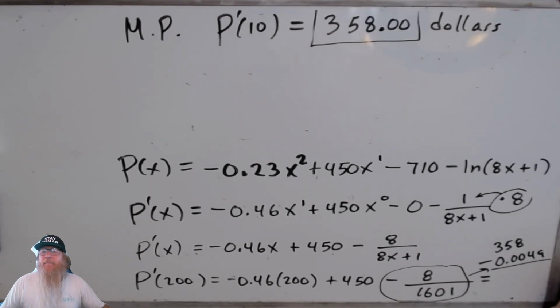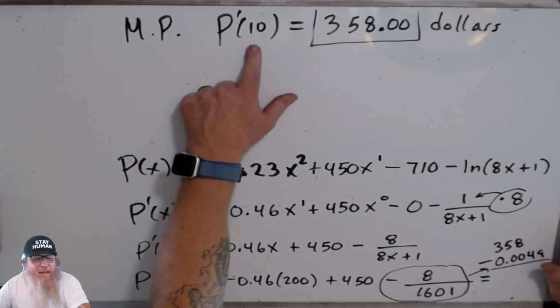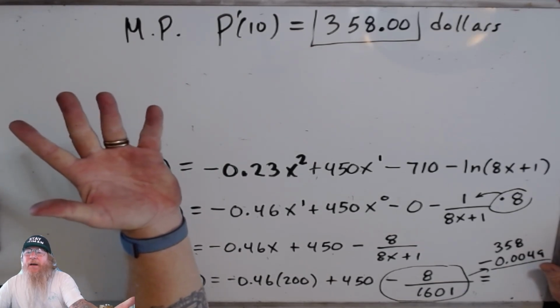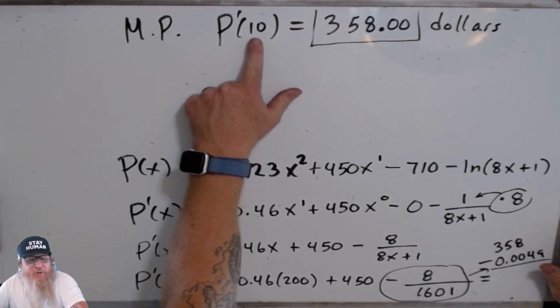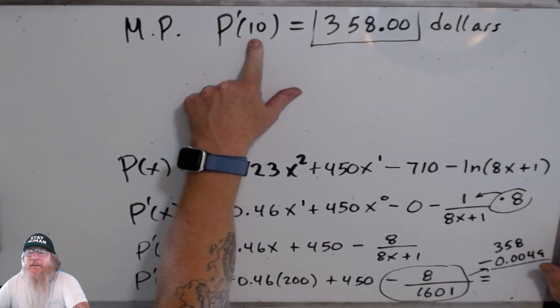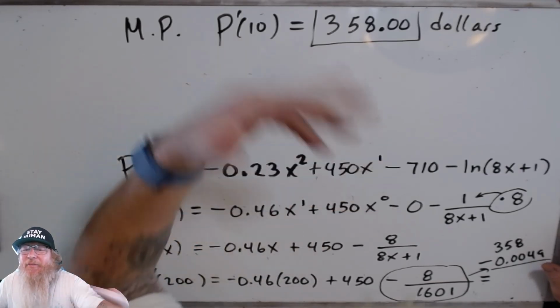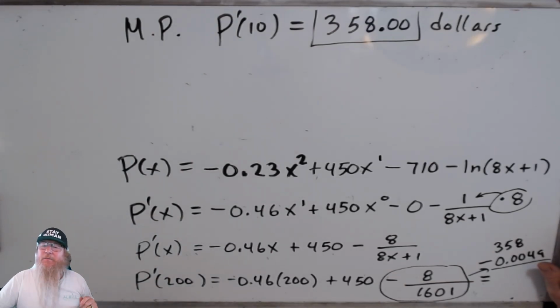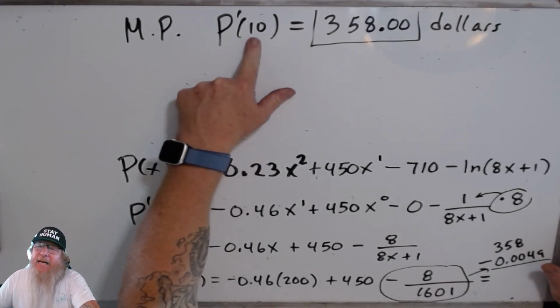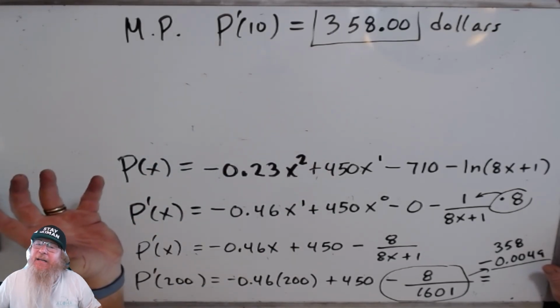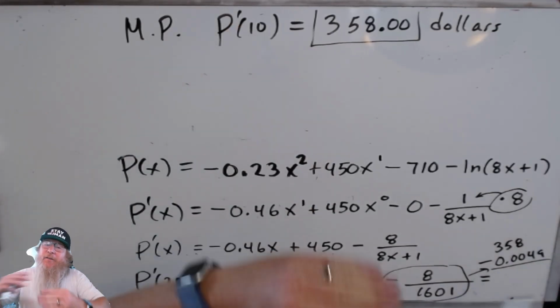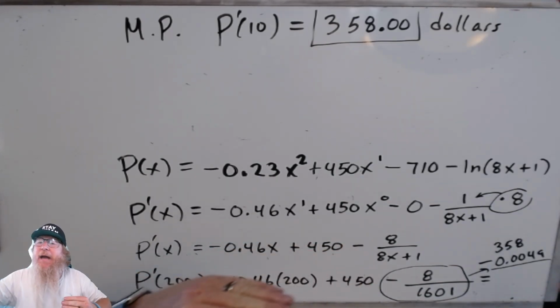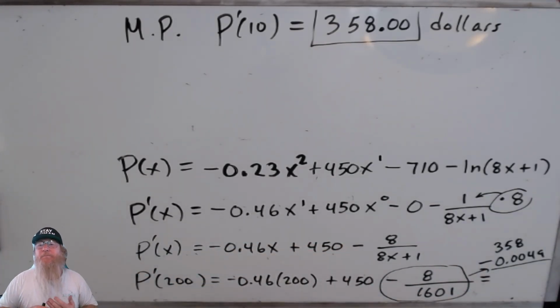All right. That's actually pretty cool. I don't know what these are, but whatever they are, if you sell 11, this is how much you're going to make on the 11th gizmo, whatever it is. Right? You've already made your money on the first 10, right? This is a margin. So this is how much more you're going to make by selling one more of these things.